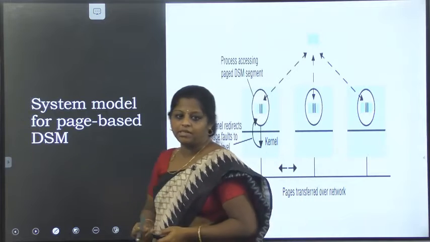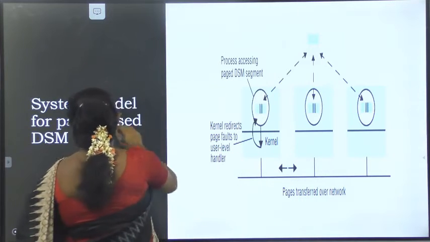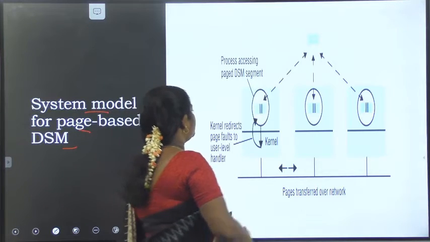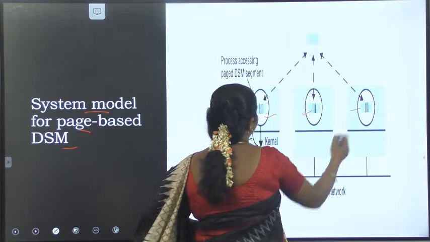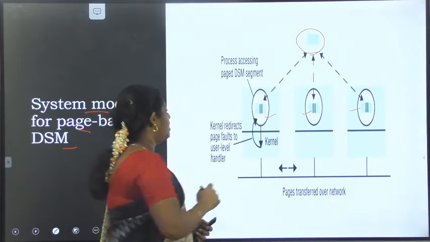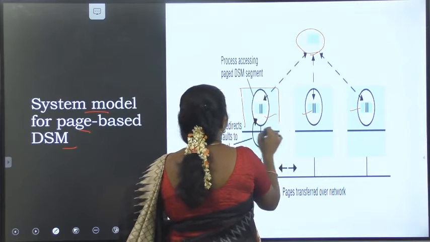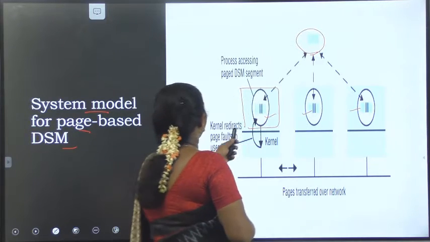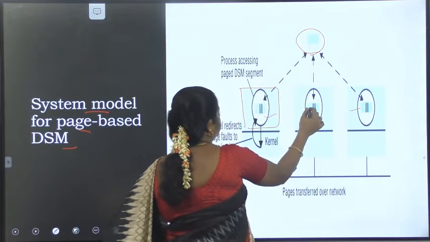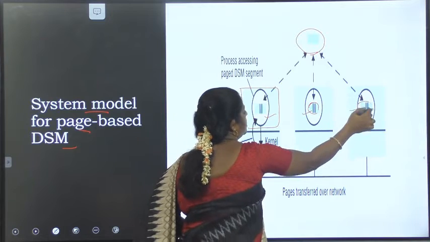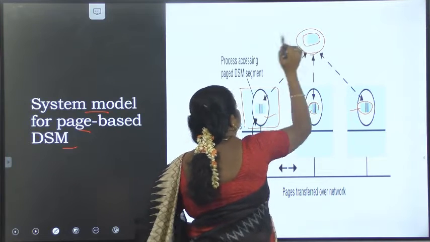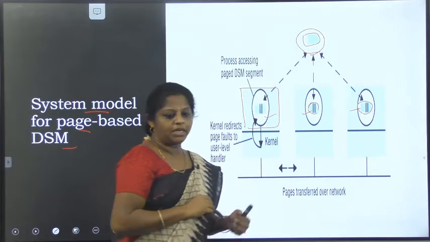See this diagram, right? This is nothing but the system model for the page-based distributed shared memory. Here we have three processes connected with the distributed shared memory. Each and every process has a paged distributed shared memory segment, and that is connected with the central distributed shared memory. Okay, and here we have a kernel.